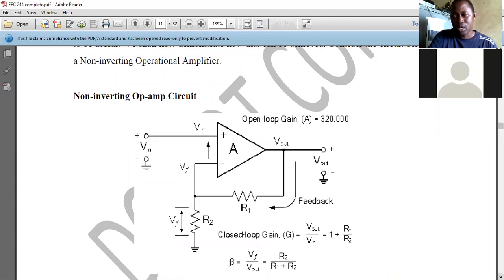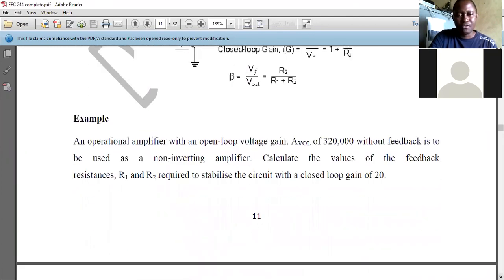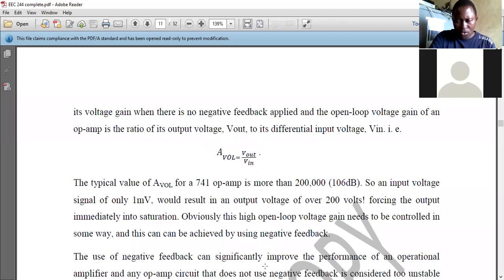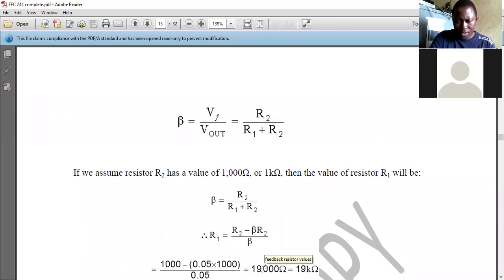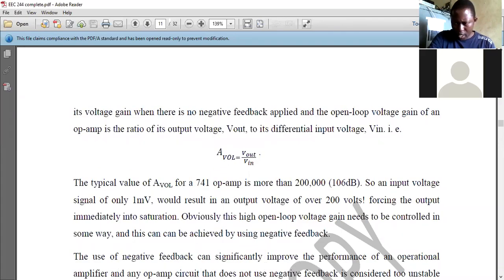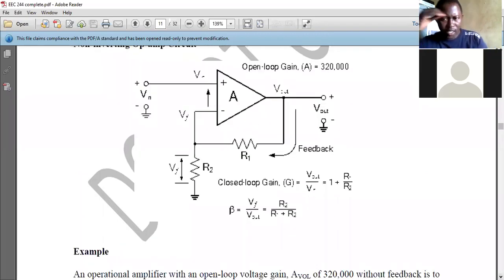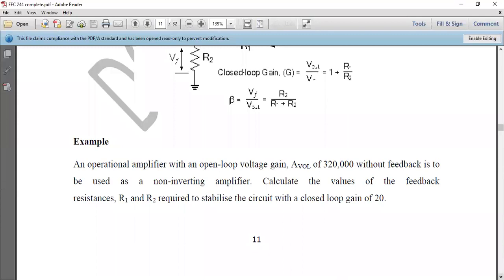So let us see one example now. Let us use this example to exemplify what we are trying to pass across here, so that we see how to use the formula that we have there. We have this formula given here, two expressions, the beta and then the gain after feedback. So let us see how we can calculate that using this example.